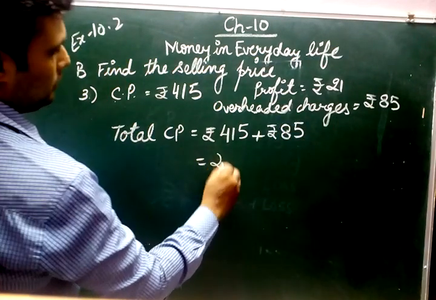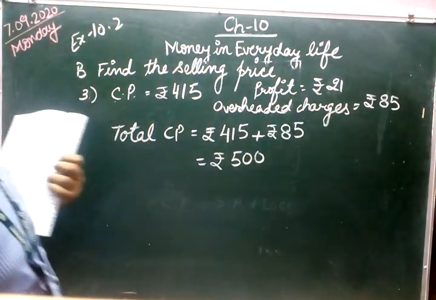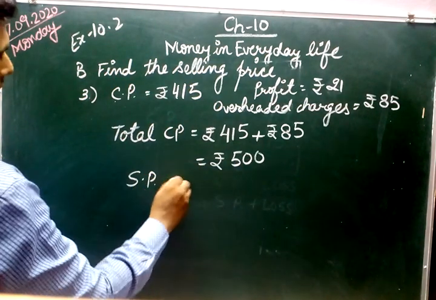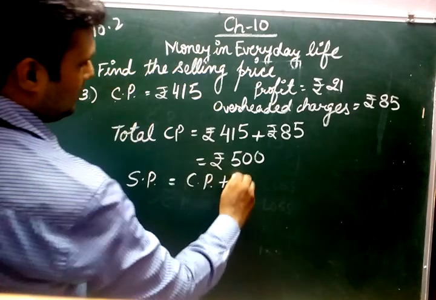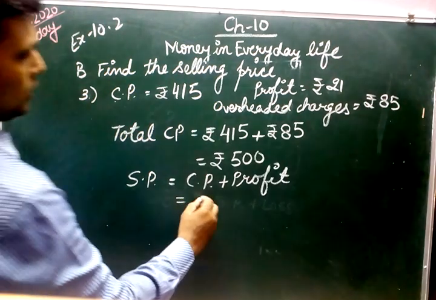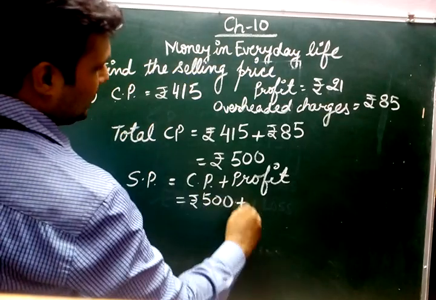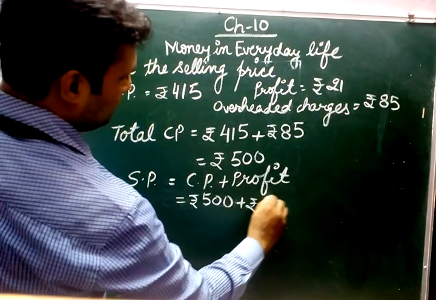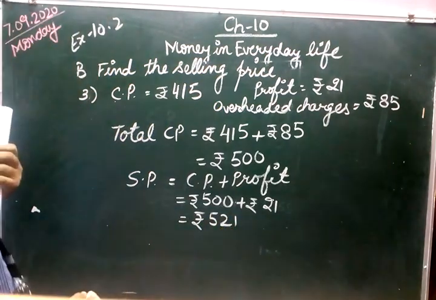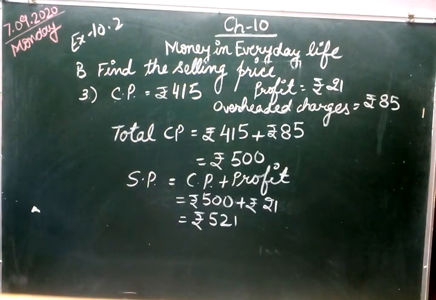When we add 415 plus 85, we get the answer 500. So 500 is the total cost price. Now the selling price: cost price plus profit. This is the formula we have read earlier. So the total cost price is rupees 500 plus profit rupees 21. So the answer is rupees 521. In this way we can find out the selling price. Now we will do another example.